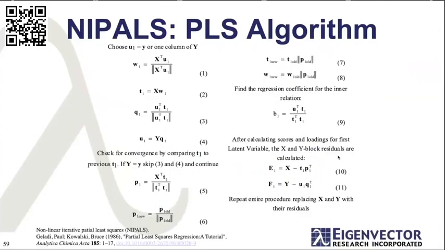The algorithm for PLS is shown here. This is one of the NIPALS, nonlinear iterative partial least squares. I can't even remember what NIPALS stands for. Oh, it's down here. Partial least squares. So we calculate a weight from X times U. Well, if we just have one Y, then U is just Y. And we normalize it to be of unit length.